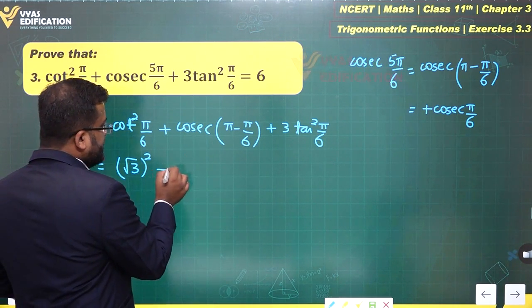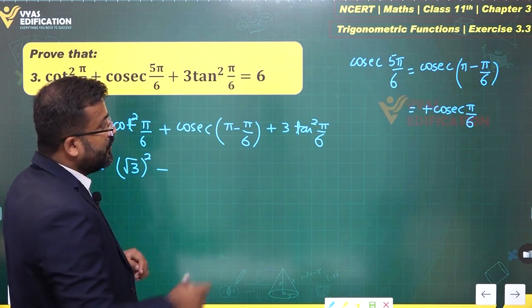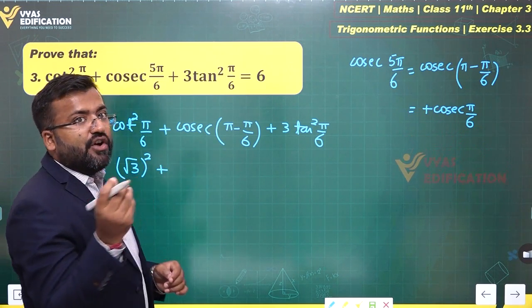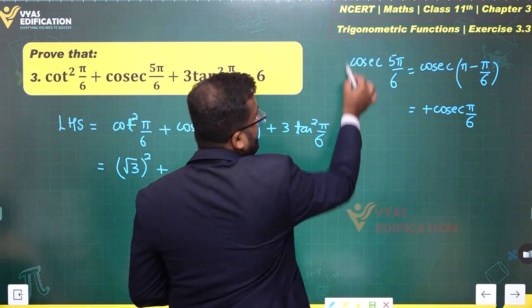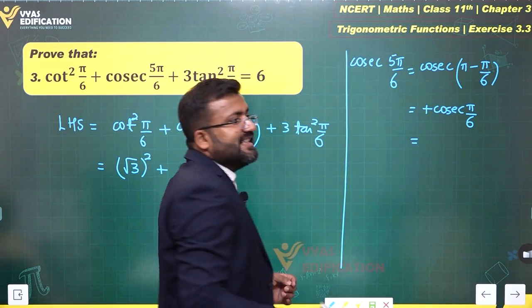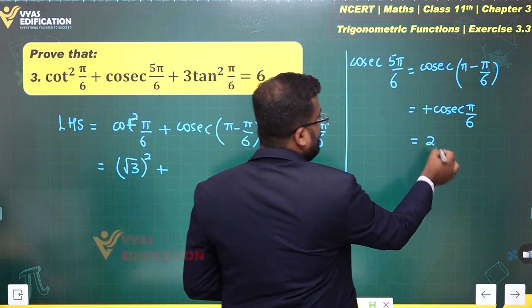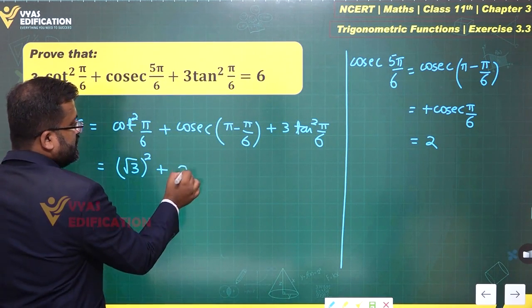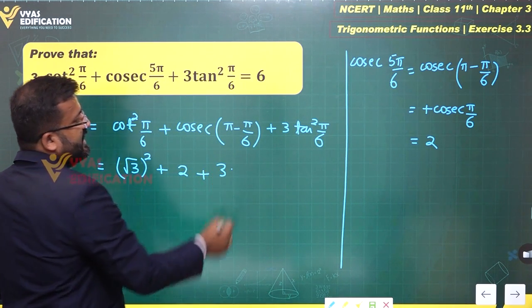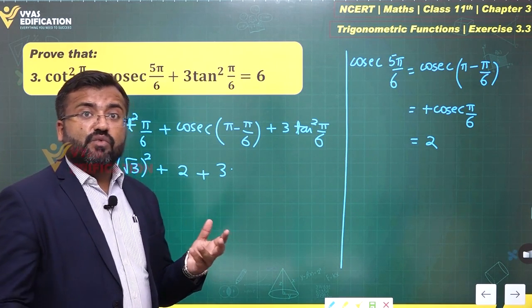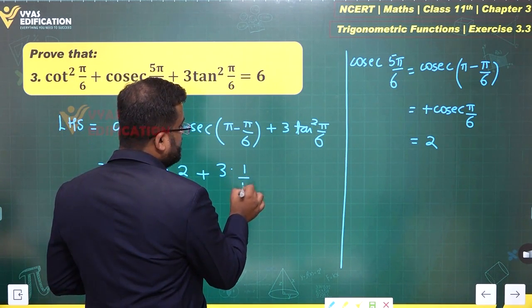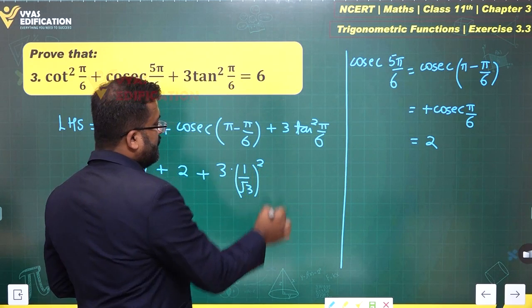What happens to this cosec pi minus pi by 6? It is equal to cosec pi by 6, and the value of cosec pi by 6 is something which we know. And the value of cosec pi by 6 is the reciprocal of sine pi by 6. That is reciprocal of 1 by 2, which is 2. Okay, so this is 2 plus 3 times. What about tan pi by 6? Tan pi by 6 is 1 by root 3. This is square. So 1 by root 3 whole square is what you get over here.